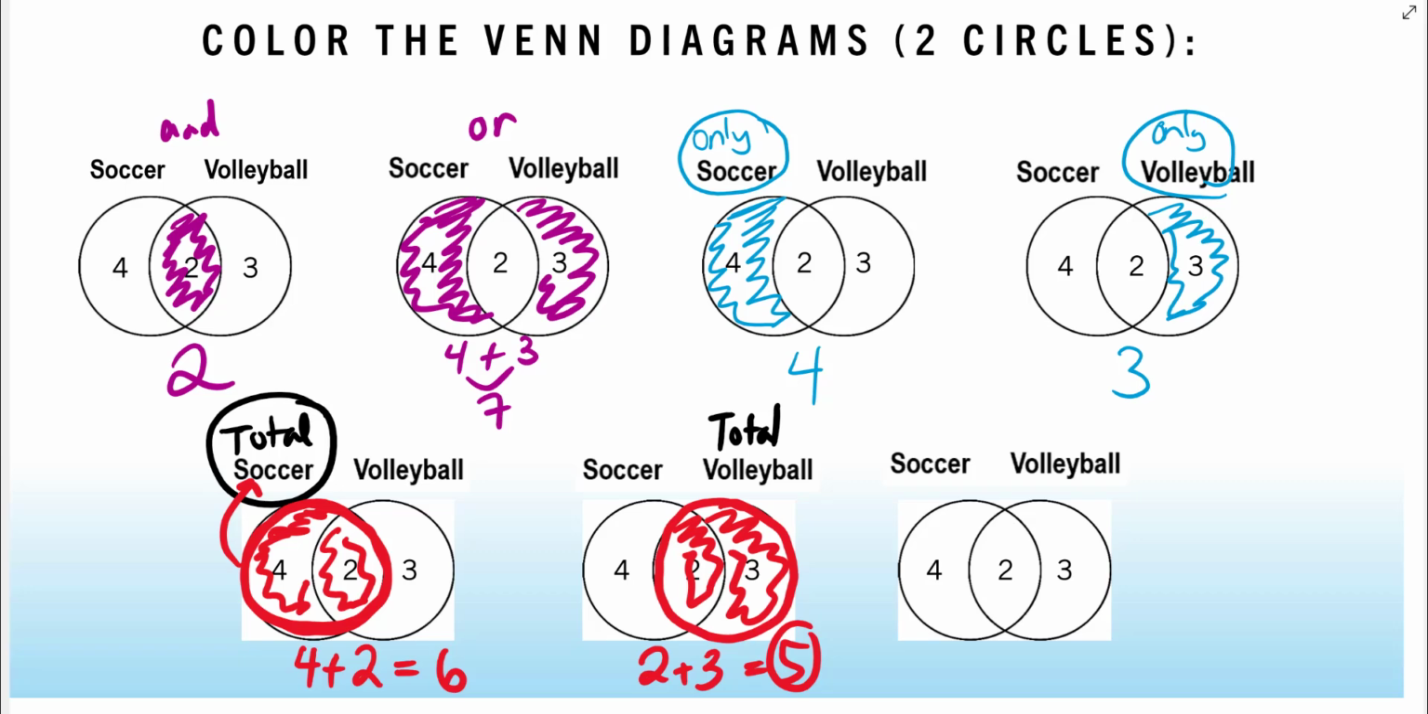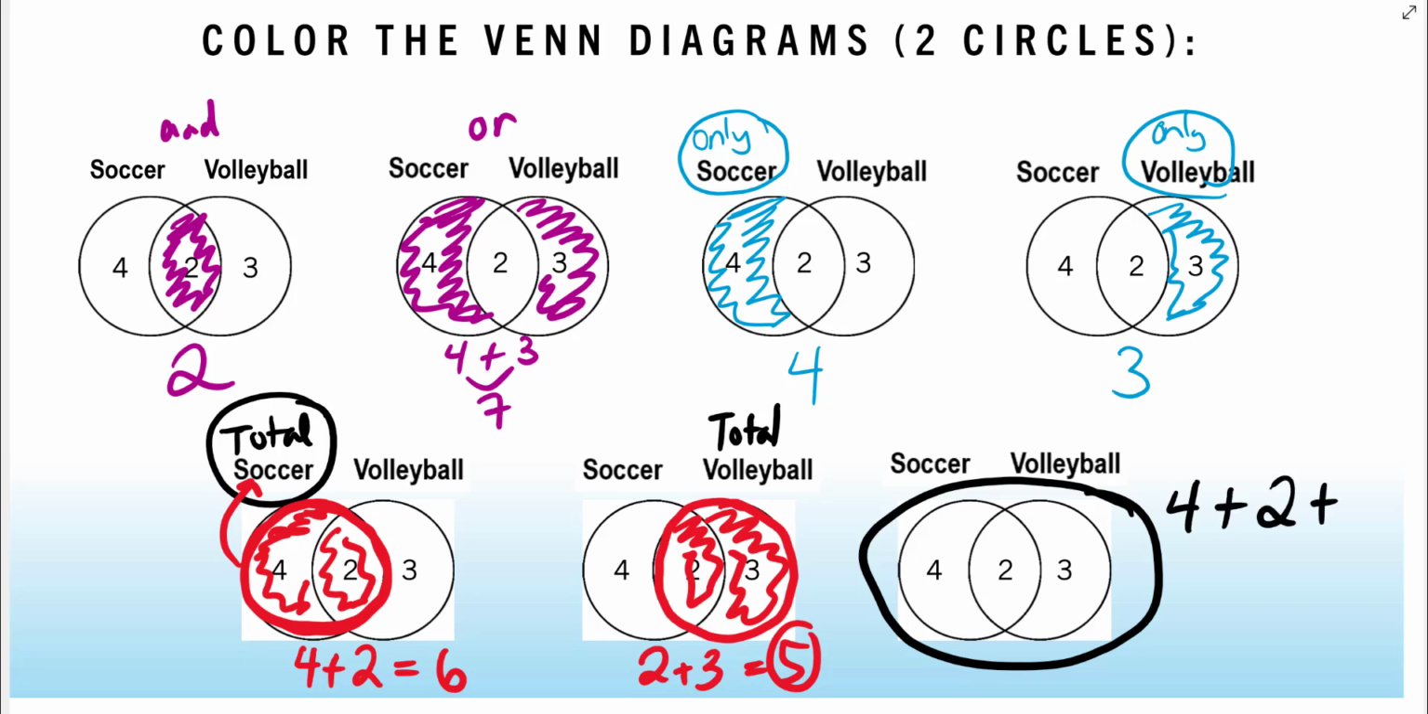All right. In the next one, we can do how many students play sports. And that's where we would add all of it. 4 plus 2 plus 3. It's going to be 9.